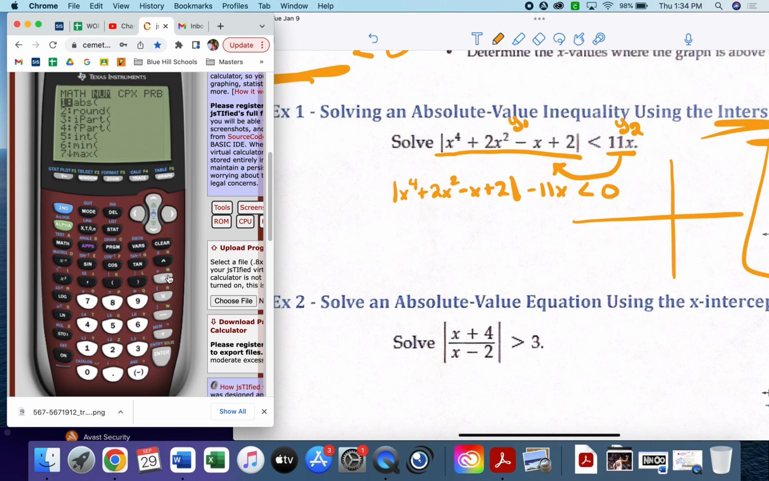Jalen is. Okay. I go to math over to NUM. You have to hit the over button, and ABS is the first one. You hit enter, and there it gives you the absolute value. Math over, and then the first option. Math over to NUM, first option. All right, x to the 4th plus 2x squared.